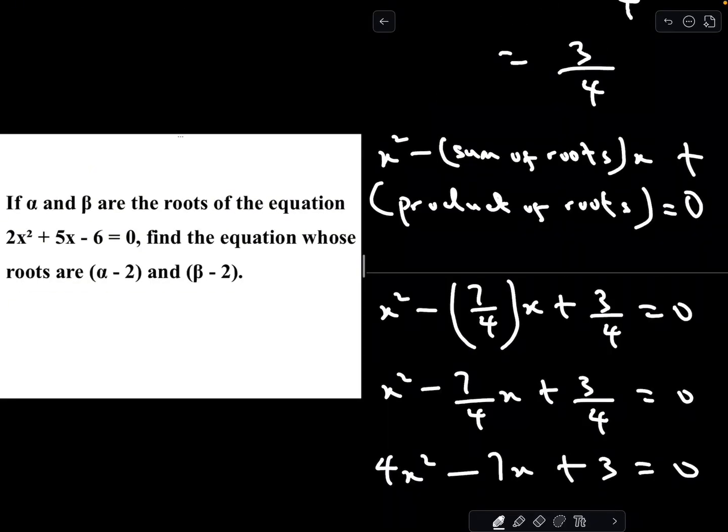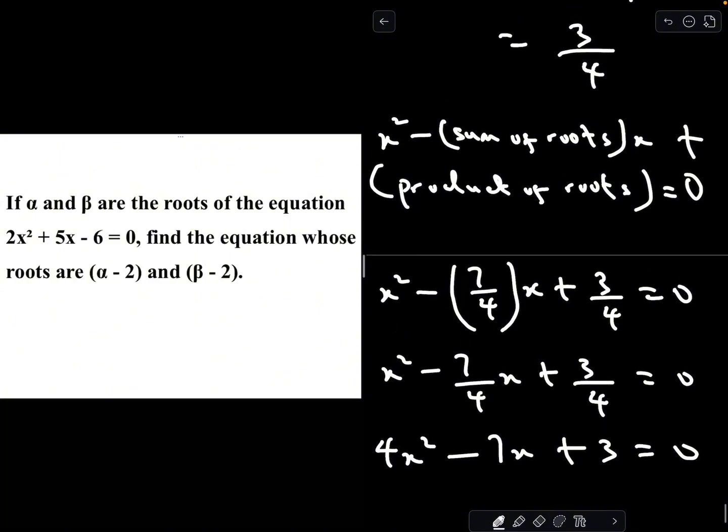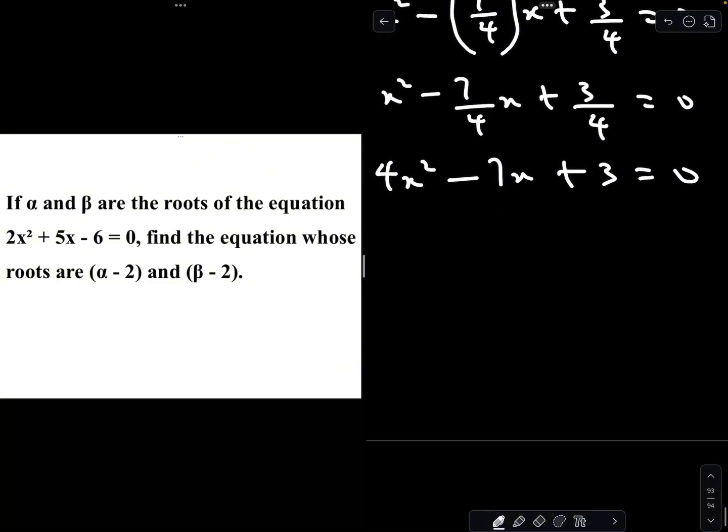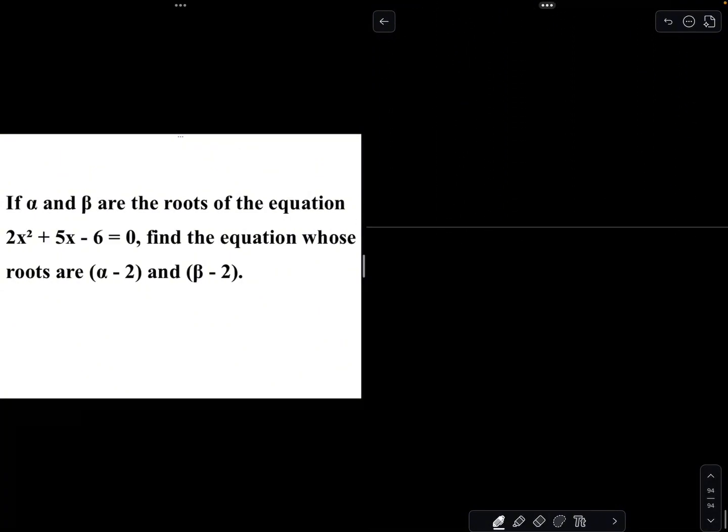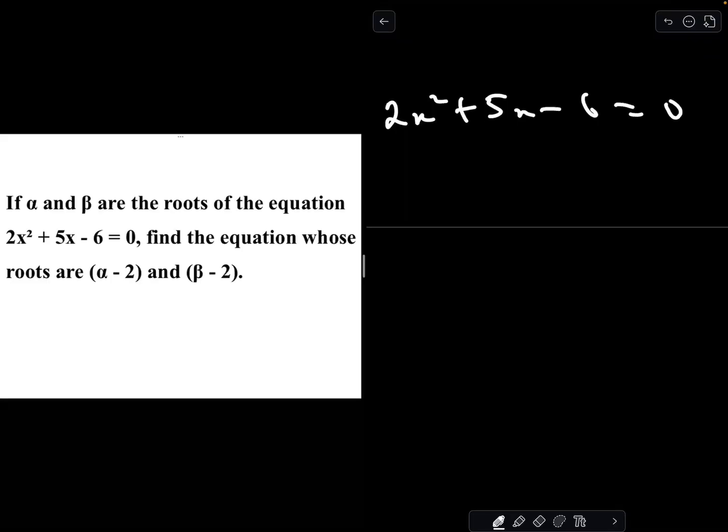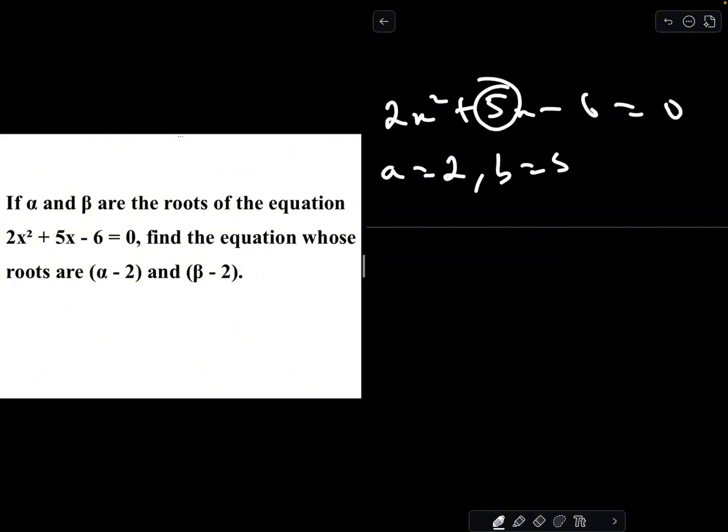Now, if alpha and beta are the roots of the equation 2x squared plus 5x minus 6, the equation is 2x squared plus 5x minus 6 equals 0. Find the equation whose roots are alpha minus 2 and beta minus 2. Okay, first of all, let's find alpha plus beta and alpha beta. A is the coefficient of x squared, which is 2. B is the coefficient of x, which is 5. And C is the constant, which is minus 6.